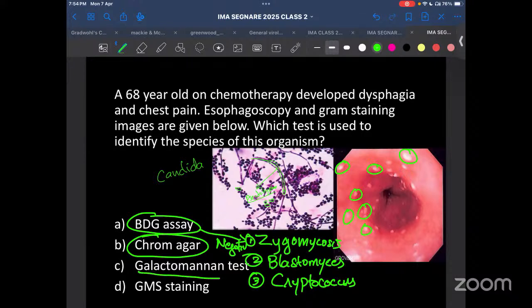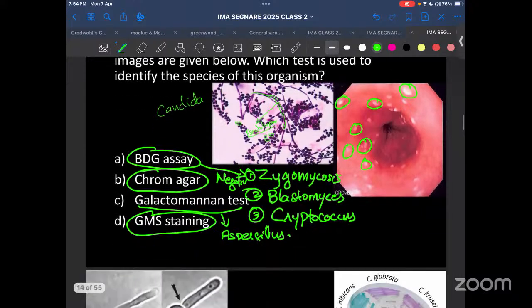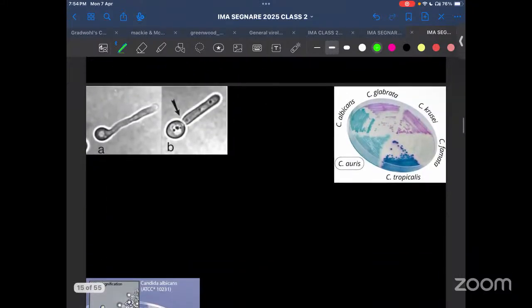Now the galactomannan assay is a rapid test for Aspergillus species. If galactomannan is positive, we know that an Aspergillus infection is going on. Now GMS staining is a staining technique that we can use for fungus. GMS is Gomori methenamine silver staining.